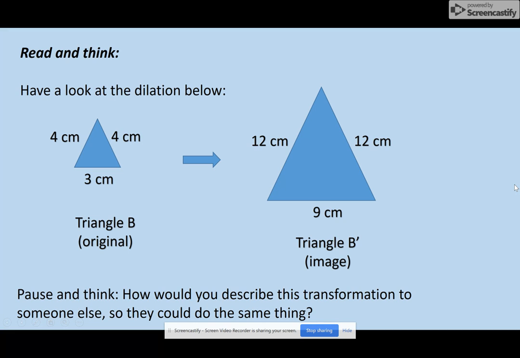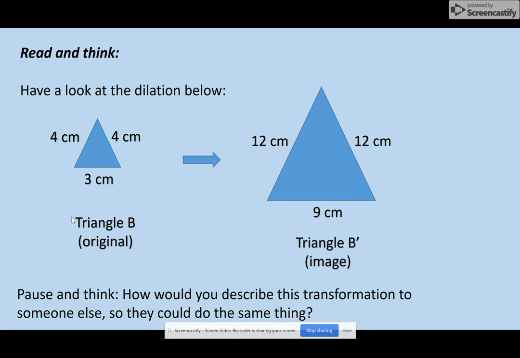So I want you to give some thought to how you would describe this dilation to someone else so that they could do the same thing. So that if you gave them triangle B, they could make triangle B prime. So with our translation before, the instructions would slide it to the right and then slide it down. That was the example we used before for our rectangle.